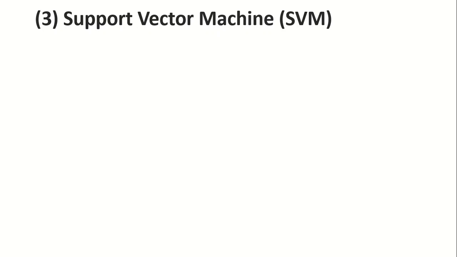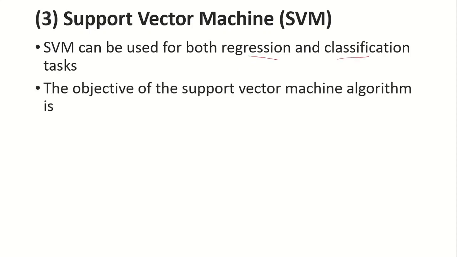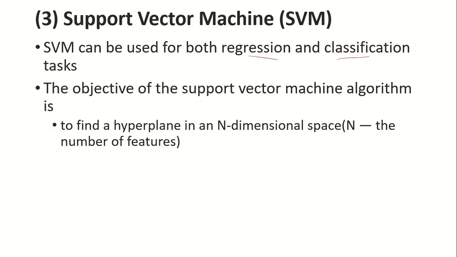The third one is the support vector machine, or in short SVM. SVM can be used for both regression and classification tasks. The objective of the support vector machine algorithm is to find a hyperplane in an n-dimensional space, where n is the number of features. Basically, SVM is a two-class classifier.